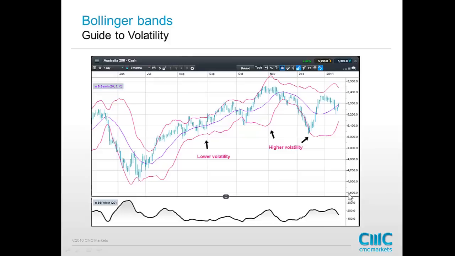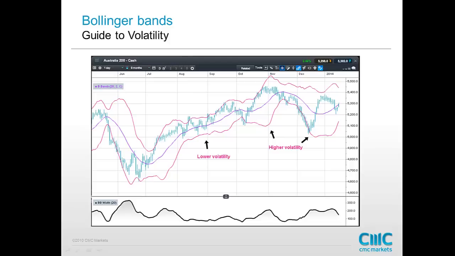And that measurement is in the points of that instrument. So in this case, you can see that the distance between the high and the low Bollinger Band has recently dropped away from 200 points for the Australian 200 index to somewhere around 150 points. But it's the slope of this curve that's important. This is showing us widening, this is showing us narrowing. This is showing us increasing volatility, this is showing decreasing volatility. A very useful and quick guide to current market conditions for many traders.